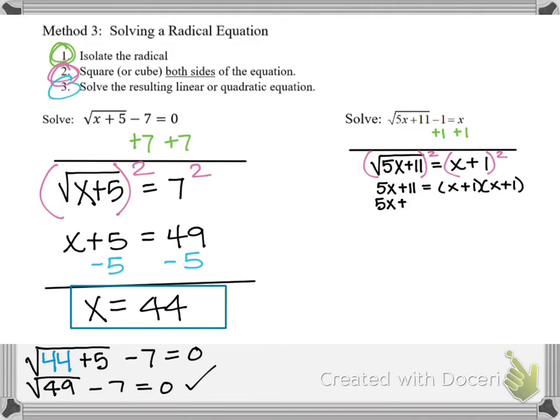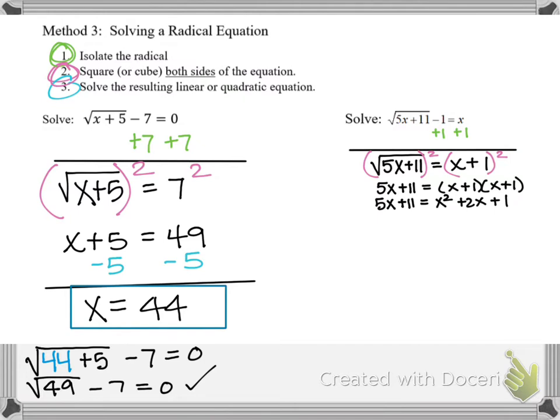So on the left, I have 5x plus 11, and then when I square the binomial x plus 1, I get x squared plus 2x plus 1. So remember to do the distributive property to multiply x plus 1 times x plus 1.